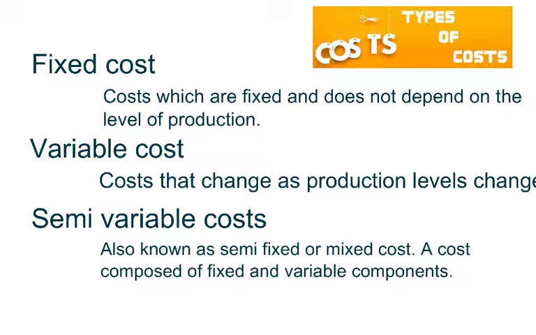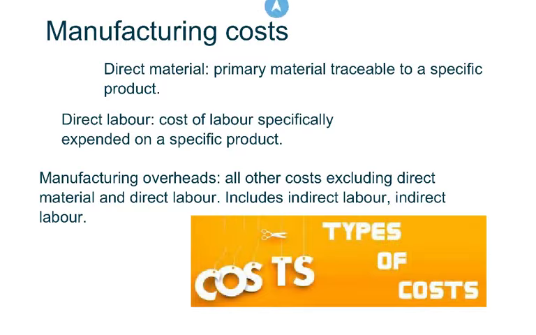Then your semi-variable cost, also known as semi-fixed or mixed cost, because they have a component of a fixed cost and a variable cost. My manufacturing cost consists of my direct material, my direct labor, and my manufacturing overheads. Manufacturing overheads is usually your indirect cost and your indirect labor.